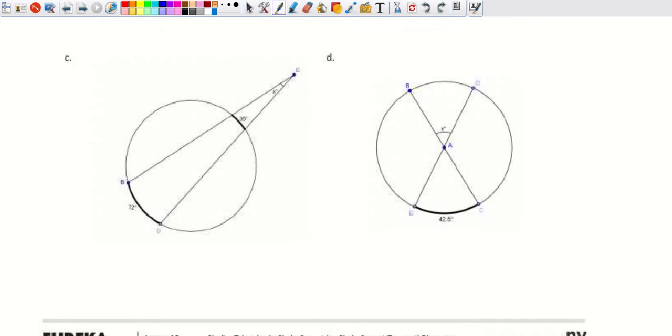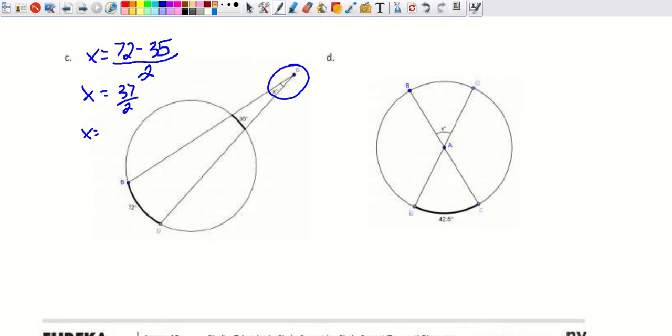Letter C here, we have the same thing going on. So, remember the angles formed outside. Remember the saying, outside is different, and difference means subtract. So x is going to equal half the difference of, it looks like 72 and 35. So half the difference. So x is going to equal half of 37, and that is going to equal 18.5.